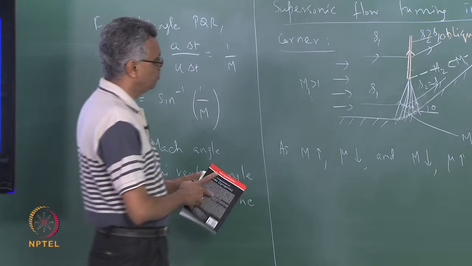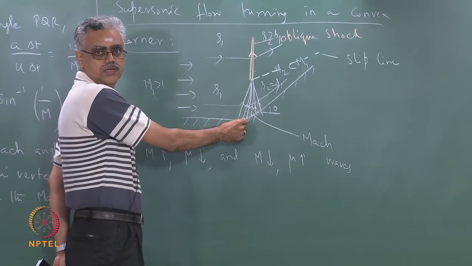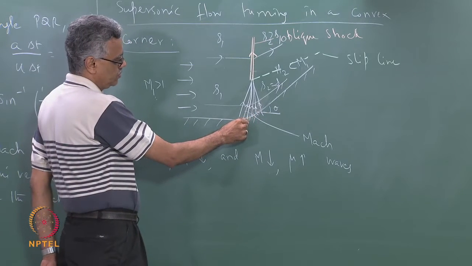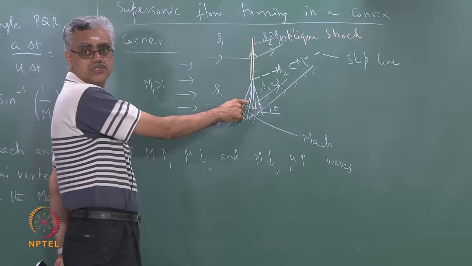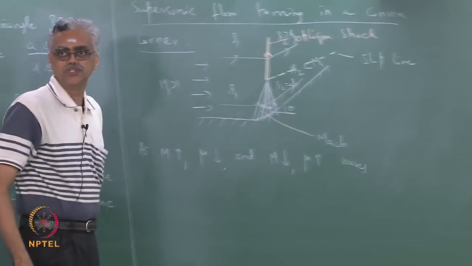Now, if I actually decrease the radius of curvature of this corner, as I keep reducing the radius of curvature, this point keeps moving towards the corner, and eventually when it becomes a sharp corner, we will have an attached oblique shock.